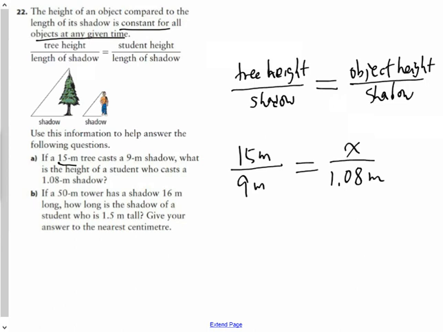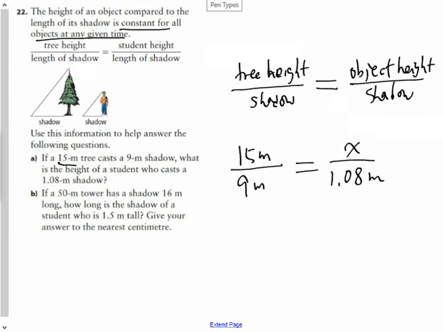I could use one of three methods: my unit rate method, my multiplication and division method, or my cross multiplication method. In this particular question, what do you think the most efficient method is? What method would you use? I would use cross multiplication, right? I'm not going to bother thinking about what I divided 9 by to get 1.08. That's too difficult for me.